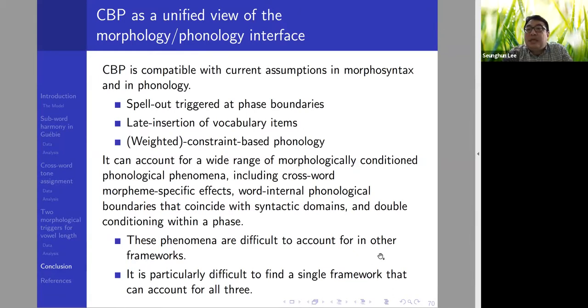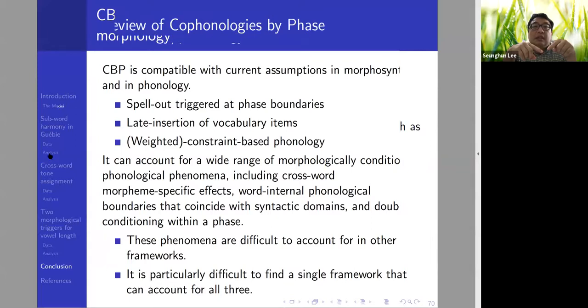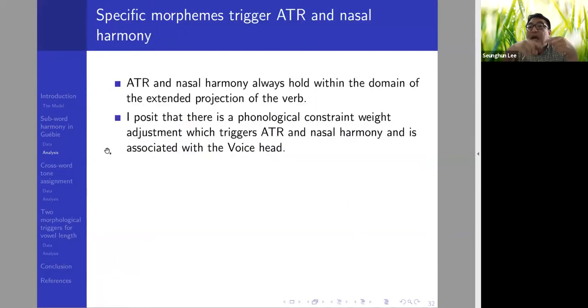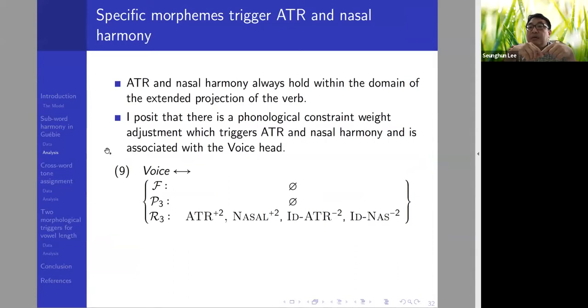So maybe this is just a clarification question because it's the first time I've seen this framework. I'm sorry, but in your model, when you have the weighted constraints, am I right to understand that it's these phase heads that will have these particular weighted constraints to explain, to analyze basically the patterns that you see? Am I right?